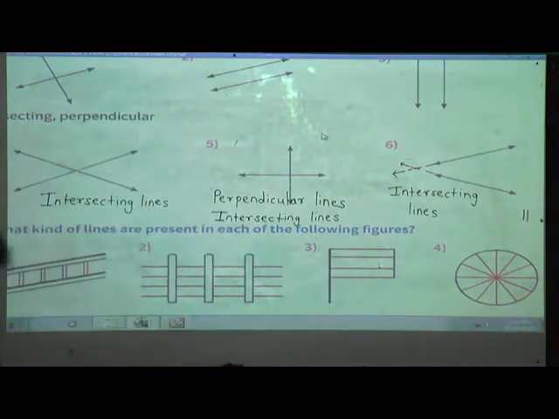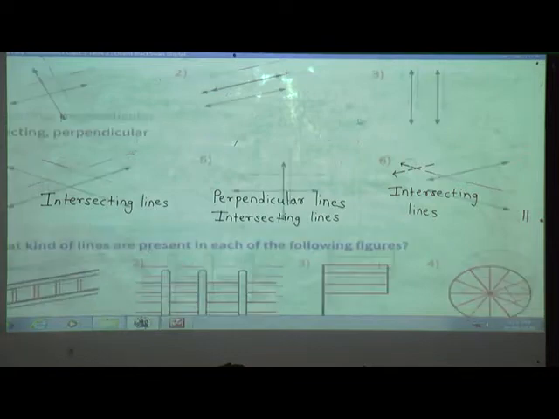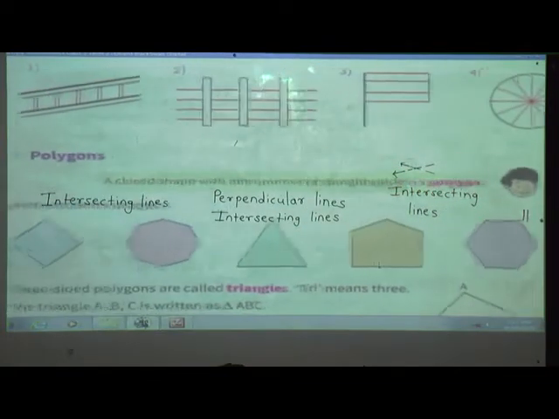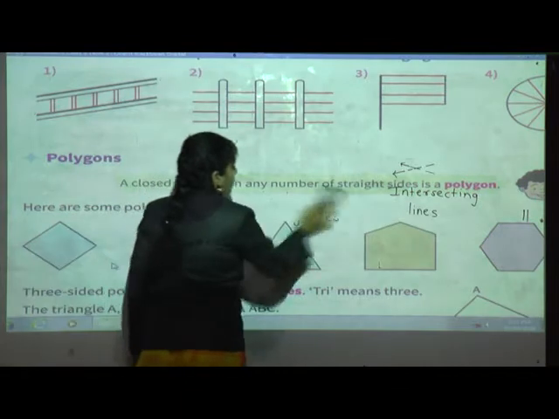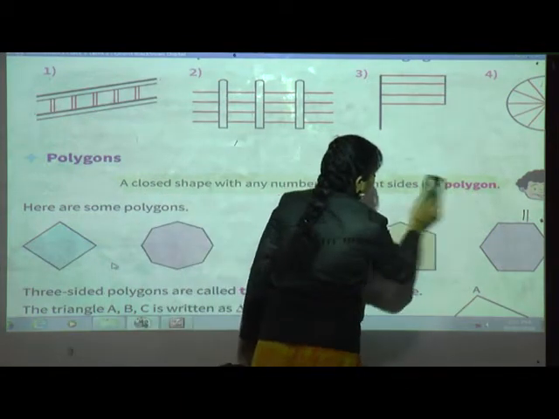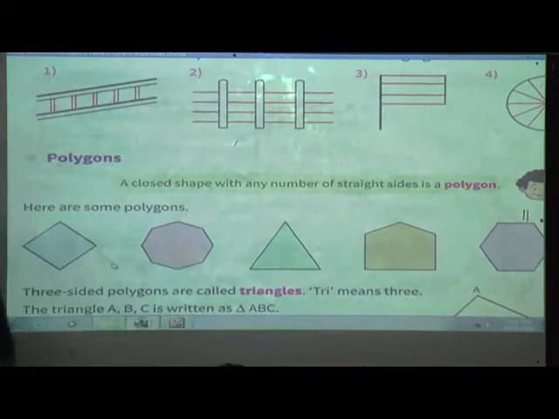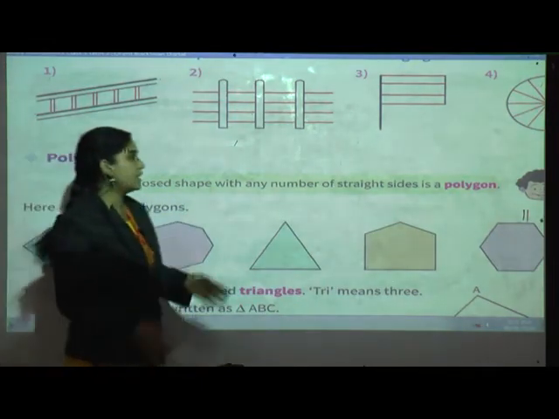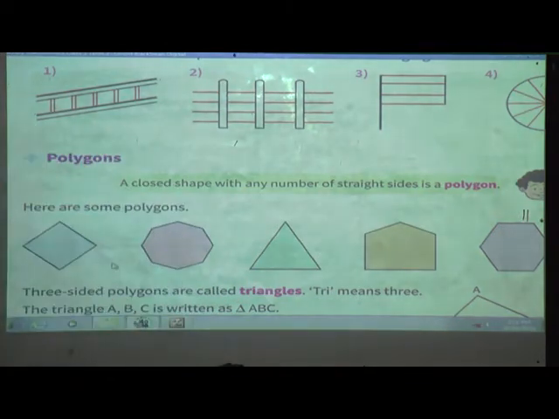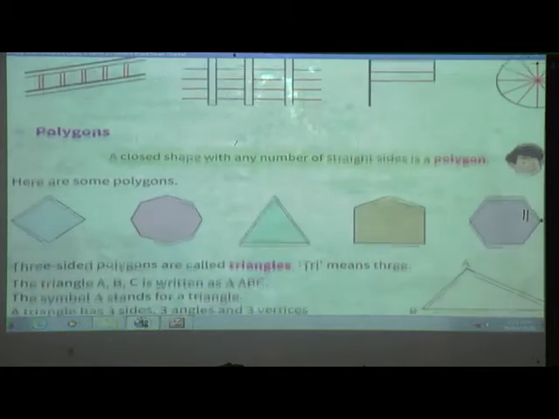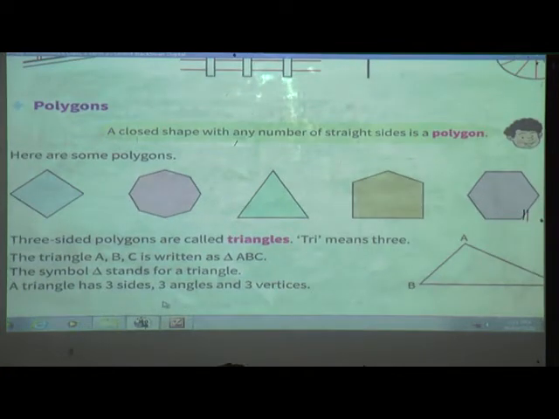So students, we have completed our first question. Again our next point, polygon. What is the definition of polygon? See, a closed shape with any number of straight sides is a polygon. Here are some polygons. See, you can see on page number 13.